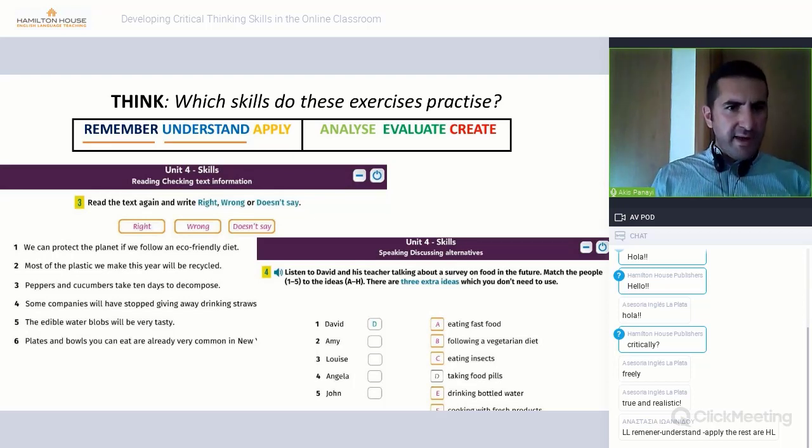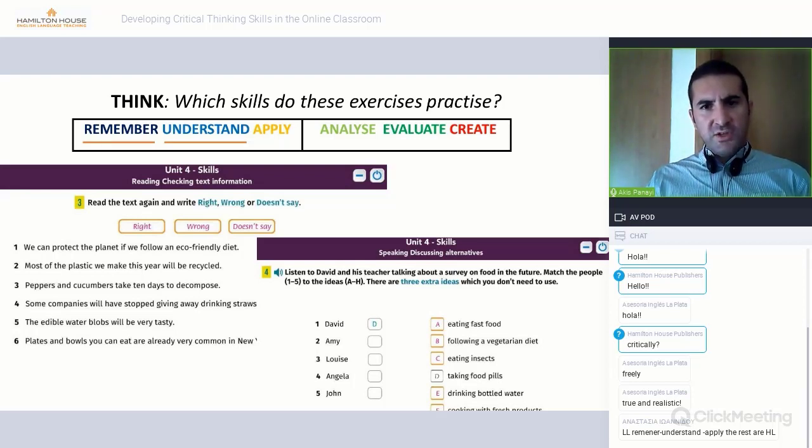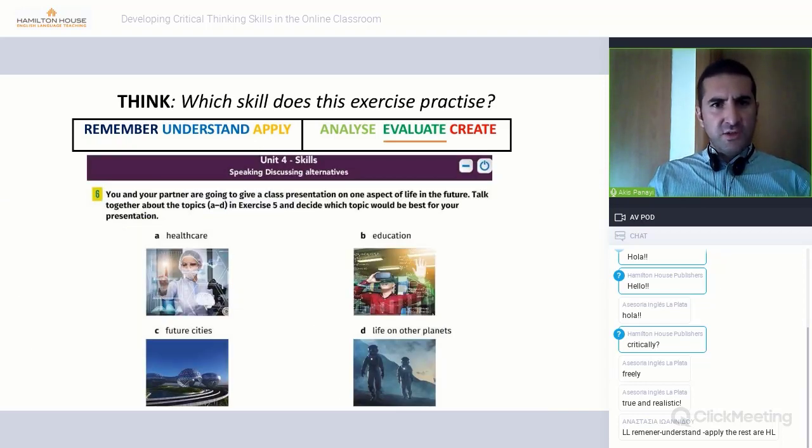In task 3, they have to read the text and choose between right, wrong, or doesn't say. And in question 4, they listen and they match the people on the left column to the information and the ideas on the right column. Now that's remembering and understanding information.